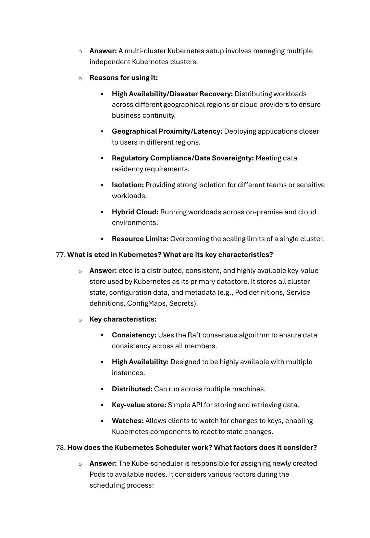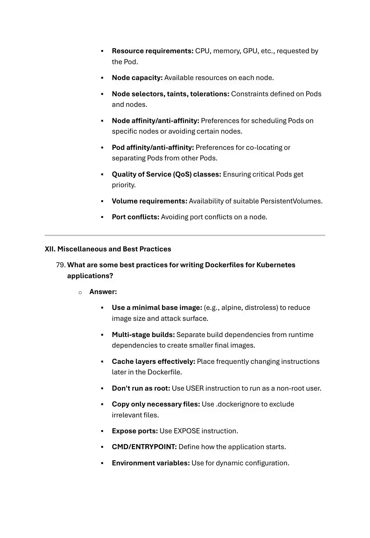78. How does the Kubernetes scheduler work? What factors does it consider? Answer. The kube-scheduler is responsible for assigning newly created pods to available nodes. It considers various factors during the scheduling process. Resource requirements. CPU, memory, GPU, etc. requested by the pod. Node capacity, available resources on each node. Node selectors, taints, tolerations, constraints defined on pods and nodes.